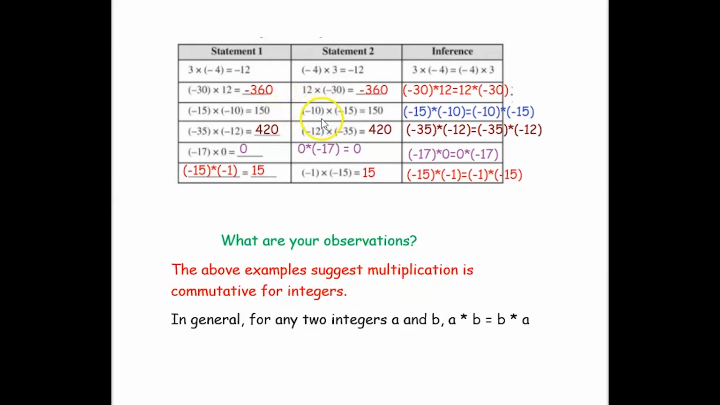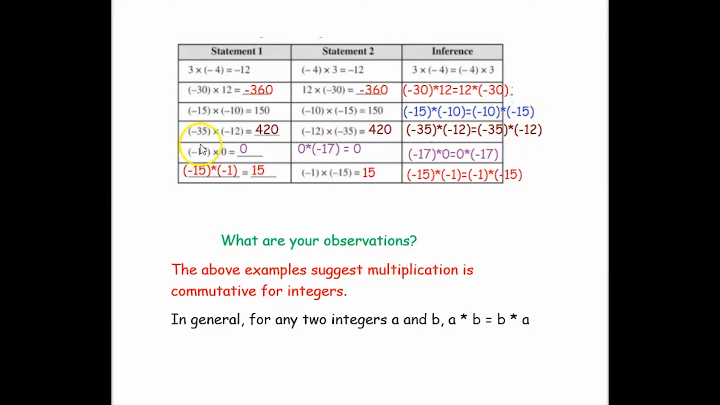Same way, next statement is negative 10 into negative 15. So here two negative integers. So first we are multiplying the integer 10 into 15, that is 150. Two negative integers will give the product as positive integer. So it is positive 150. So both answers are positive 150. So we can write negative 15 into negative 10 equal to negative 10 into negative 15.